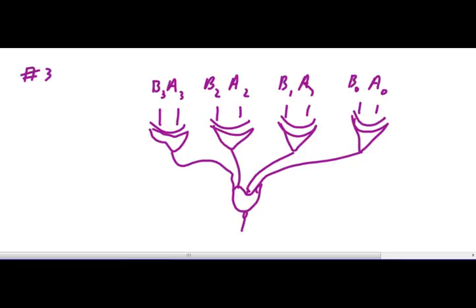Well, if both of them are the same, I get a 0. If all of them are the same, I get a 0 going into the NOR, which gives me a 1. If any of these are different, they're not the same, I get a 1 going into the NOR, and then I get a 0. So the circuit works. We can move on.